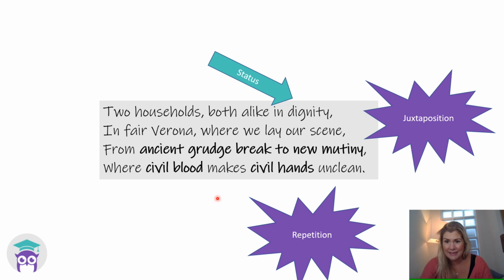civil blood makes civil hands unclean. So the word civil here is being played with because civil means of the same place. So you think about civil war, that's when there's fighting within a country. So these are the civilians within Verona that are fighting together, but we'll also think about the word civil meaning kind and courteous. So there's a sense that this is what they should be. They should be kind and courteous. They should be united, but instead they are fighting. We've got this metaphor here about the hands being unclean, as in they're all sort of tainted, corrupted by this same fight.